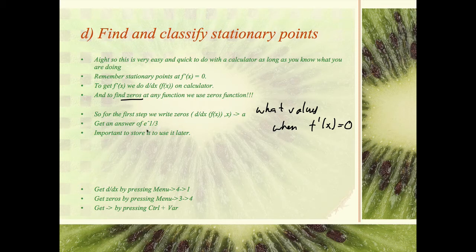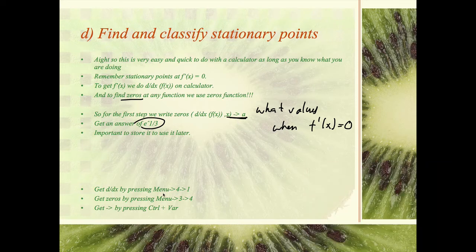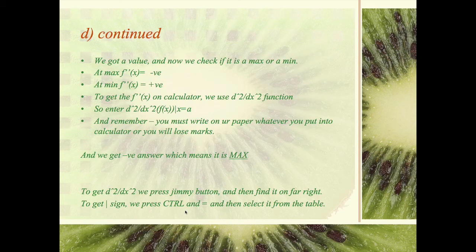You get an answer of e to the power of a third, and you store it into a. To store, you press Control and var right here. You can see it's stored right there. You get d by dx by pressing menu 4, and zeros by pressing menu 3. Okay, so we got the value, and now we have to check if it's a maximum or a minimum. At a max, f dash of x is decreasing, the gradient is always decreasing, and at a minimum it's always increasing. So at a minimum it's positive.